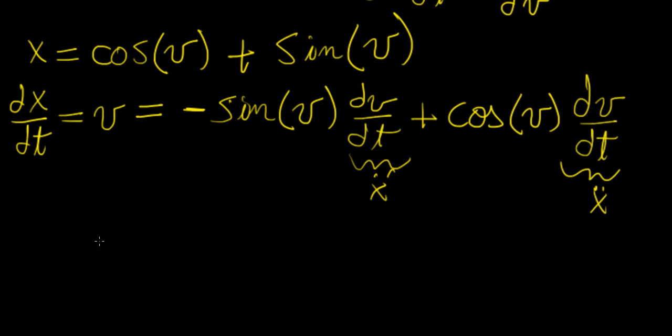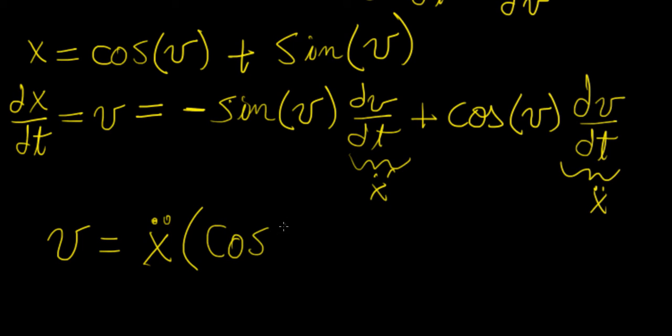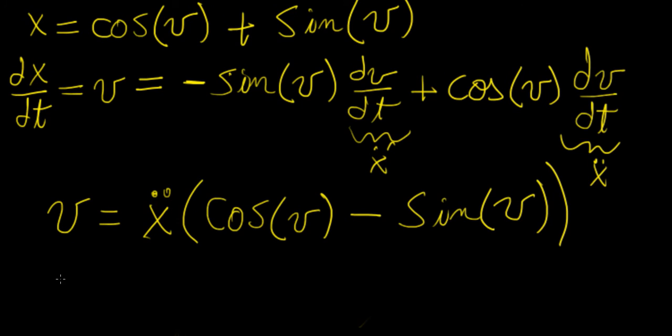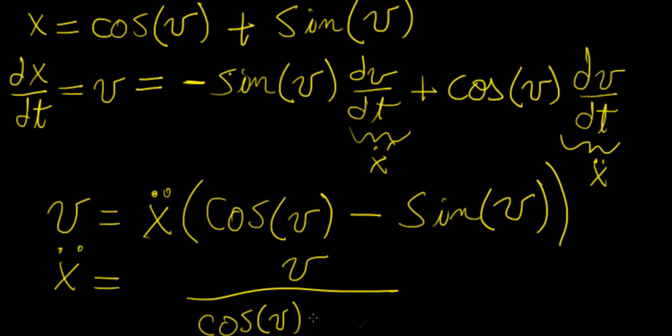So in the end, we're going to get the following: v is equal to minus sine v. Actually, I should write this on the outside, so I'm just going to factorize the x double dot on the outside. That's going to be cosine of v minus sine of v. So you can see that this is going to be an implicit function between velocity and acceleration, and we can actually find an expression for the acceleration of the particle directly in terms of the velocity by simply dividing both sides by cosine v minus sine of v.